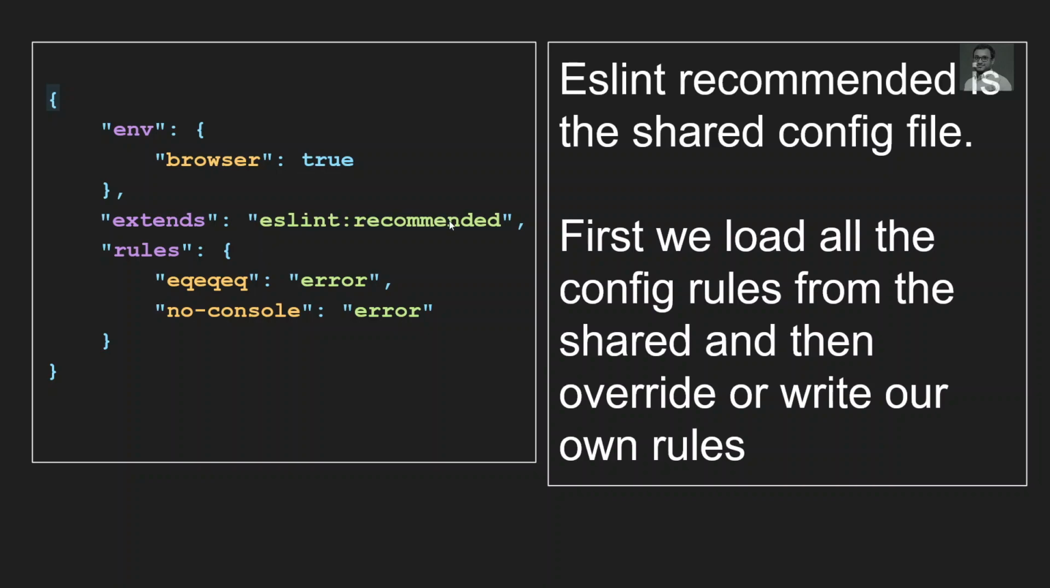ESLint recommended means first load the configuration settings from the ESLint recommended file. So this is the configuration file. First load all the settings that are provided in the ESLint recommended file. Then afterwards you load the rules that are provided below. If a rule is already there in the ESLint recommended, it will be overridden. First it takes the preference of this one, and thereafter it will override the rules or otherwise add the rules if they are not present. So first we load all the configurations from the shared configuration file and then override or write our own rules.